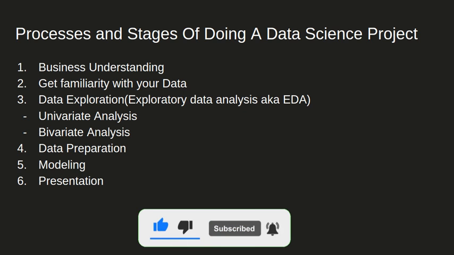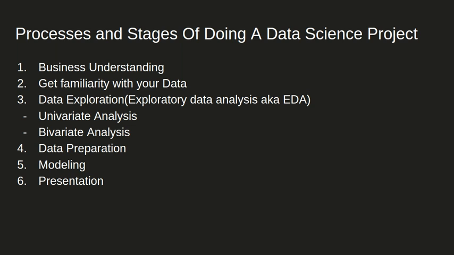So let's go through the different processes, six of them majorly. The first one is business understanding, and what business understanding aims to do mostly is help you understand the business logic, or the business problem that you're trying to solve. So you have to have an understanding of the business problem that you're trying to solve and the business logic to implement to solve that problem.